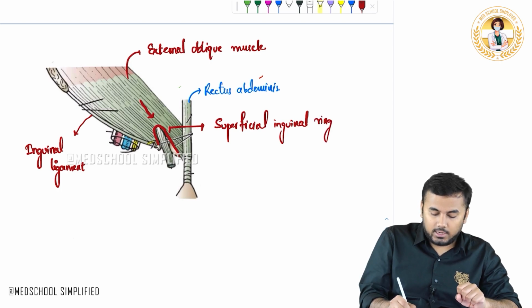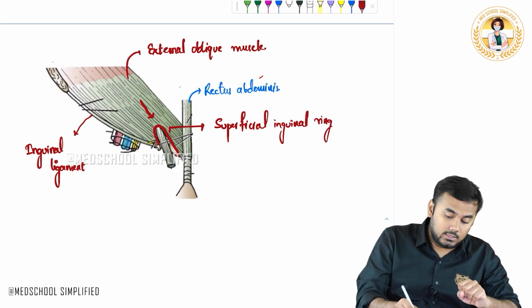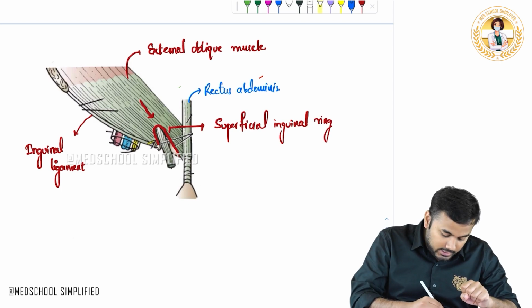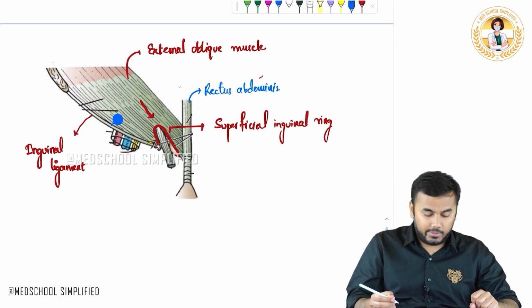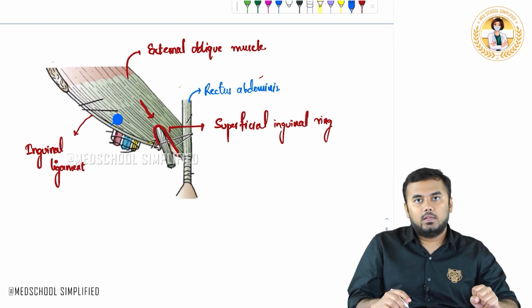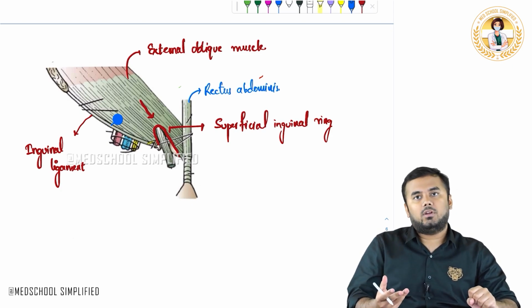Superficial inguinal ring. And just guess, where is this deep inguinal ring? Exactly in the midpoint, right? Just above the midpoint. Here you have got the midpoint of the inguinal ligament, and here you have got the deep inguinal ring, right? I'll show you later how this deep inguinal ring is formed.